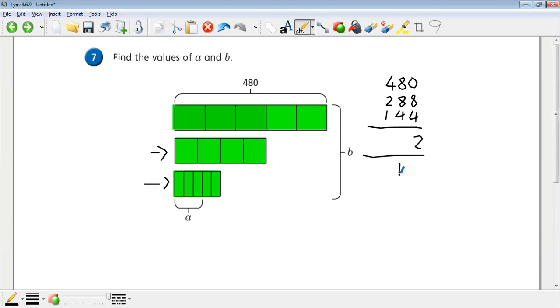So we can calculate 8 add 4 is 12, carry the 1. 8 add 8 is 16, add the 4 is 20, add the 1 is 21. 4 add 2 is 6, add 1 is 7, add 2 is 9. 912 is equal to B. I hope that helped.